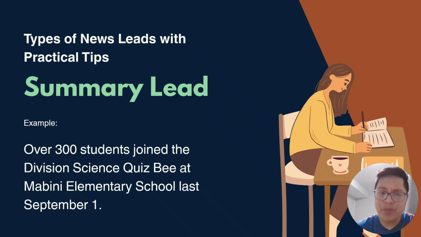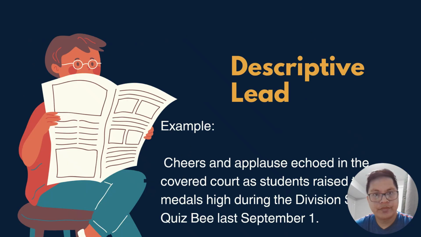So here are your practical tips for you to consider. Number one, you have to start with the most important fact. Number two, keep it to one sentence. And lastly, use numbers to make your story stronger. So let's repeat our example that you can see on the screen. Over 300 students joined the Division Science Quiz Bee at Mabini Elementary School last September 1.